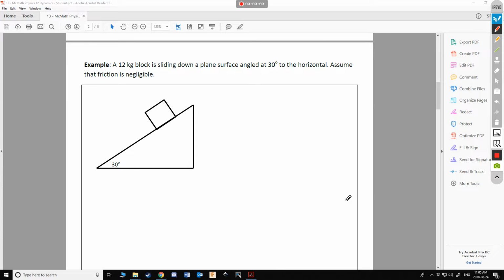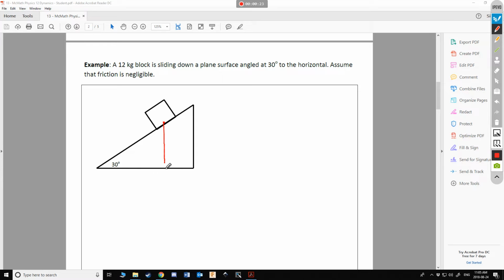Okay, so let's put some numbers to that, the incline question. This one we have a 12 kilogram block sliding down a plane surface angled at 30 degrees to the horizontal. So we're first going to look at when friction is negligible, and then we'll look at what happens when friction is not negligible.